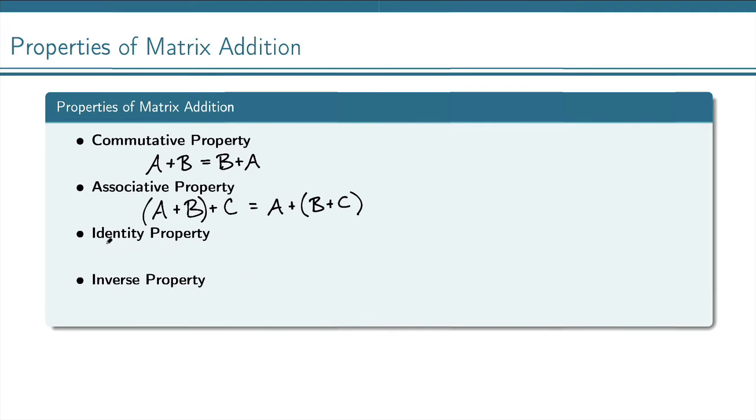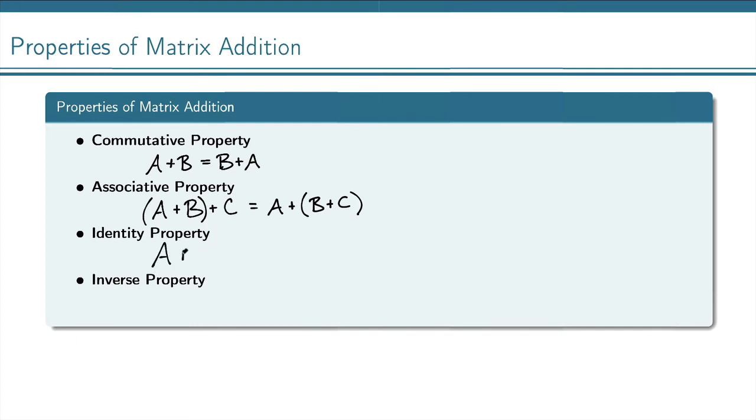The third property is the identity property. The identity property says that there is a matrix that, if we add that matrix, it won't change anything. And that matrix is a 0 matrix.